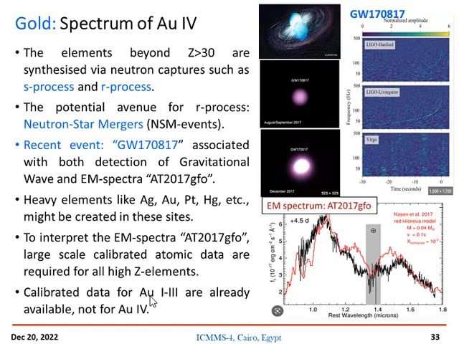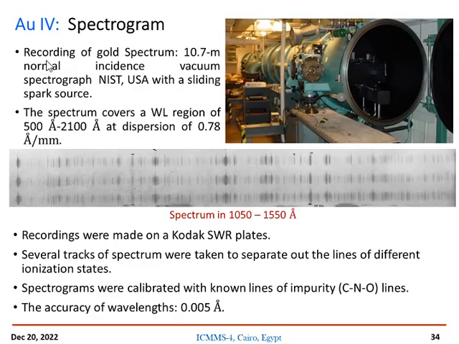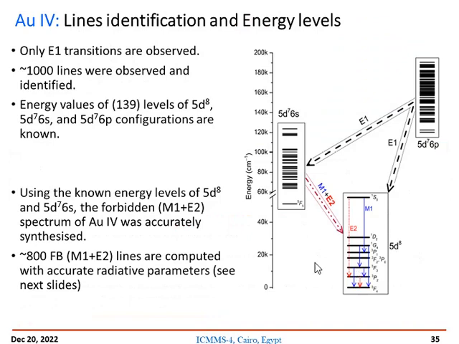The calibrated atomic data for lower ionization stages of gold are already available, but not for Au IV. So the Au IV spectrum was recorded on a 10.7 meter normal incidence vacuum spectrograph at NIST with the help of a sliding spark source. The spectrum covers this wavelength region with a dispersion of 0.8 angstrom per millimeter. Here is the view of the spectrum in the 1000 to 1500 angstrom region, and after calibration we achieve a wavelength uncertainty of 0.005 angstrom. So here is the energy level diagram of Au IV.